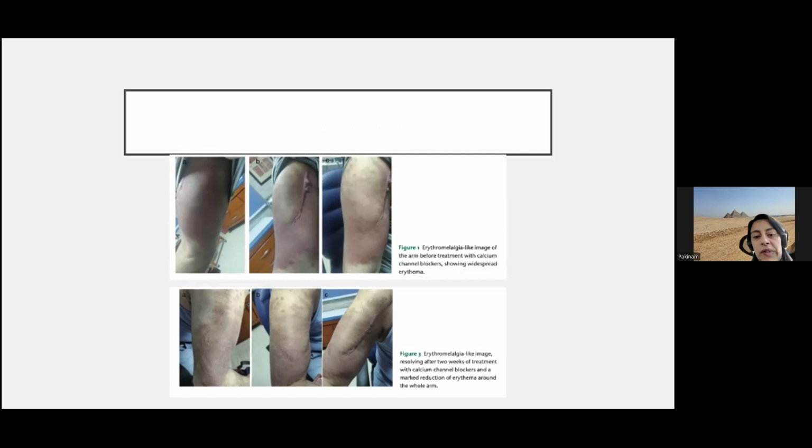As we can see, this is the before, the picture above, and this is the after picture with the swelling markedly reduced as obvious in the picture. Next, please.